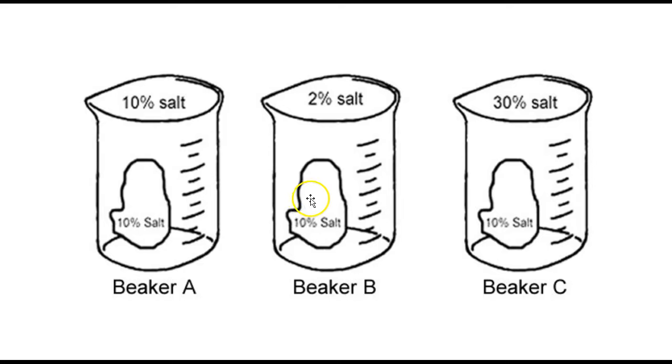So this is a little different situation. Here you have a bag with 10% salt solution in it, and it's in a beaker that's filled to the top with 2% salt. So you have to ask yourself, where is there more stuff? And the answer is there's more stuff in the bag. Water goes to where there's more stuff, and so that bag is going to gain water. There's going to be a net influx of water.